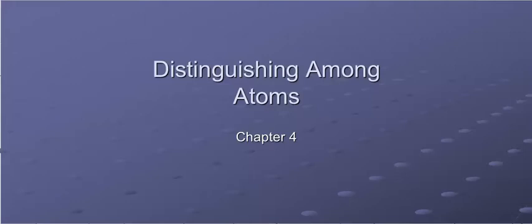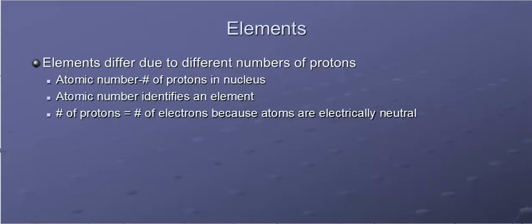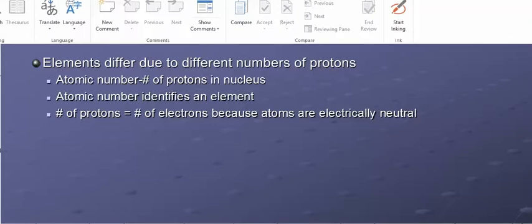Distinguishing among atoms. Elements differ because of the number of protons. This is called the atomic number. If you look on the periodic table, elements are arranged in order of increasing atomic number.